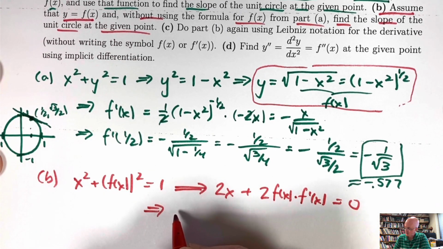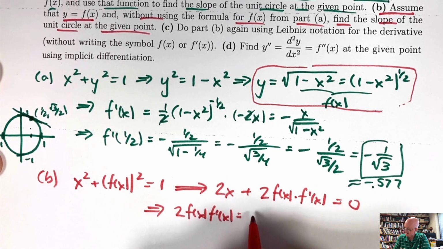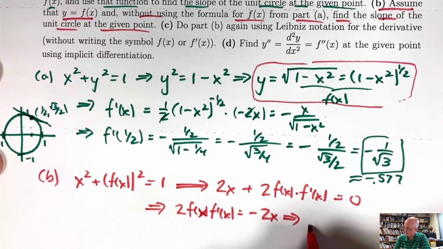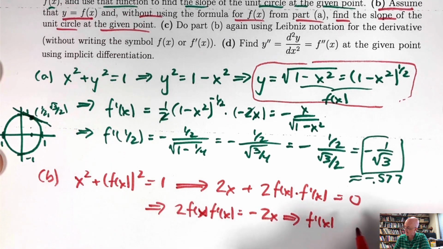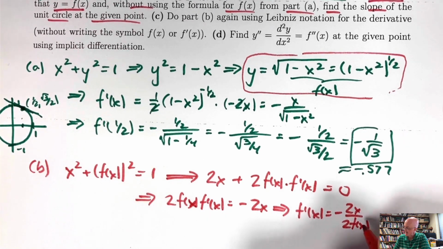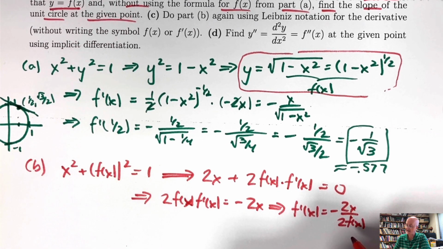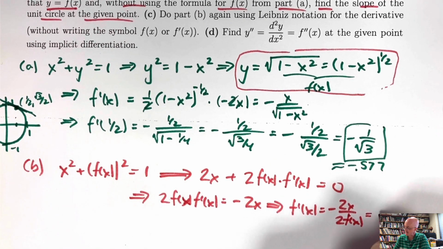So I can subtract 2x from both sides and get 2f of x times f prime of x is minus 2x. Then I can solve for f prime of x by dividing both sides by 2f of x, so that it'll cancel on the left. f prime of x will be negative 2x over 2f of x. The 2's divide out. And moreover, I can also replace the f of x with y. After all, I replaced y with f of x back here. I can write this as negative x over y.